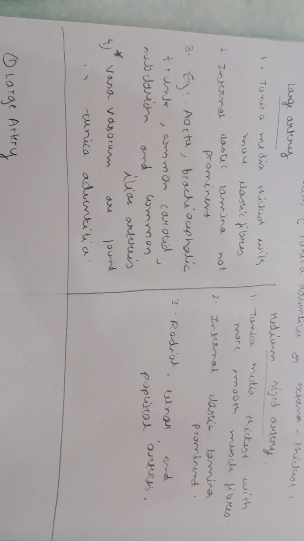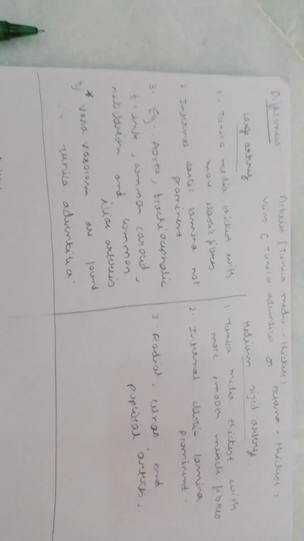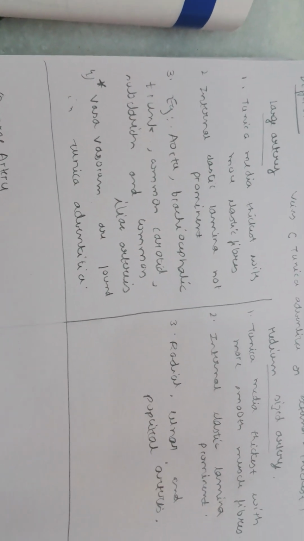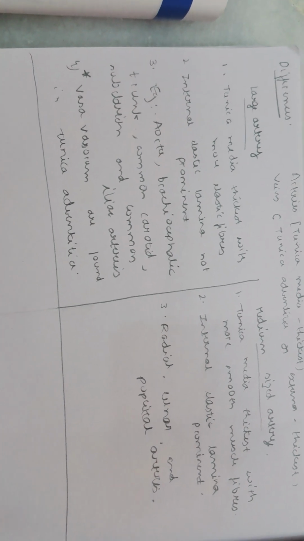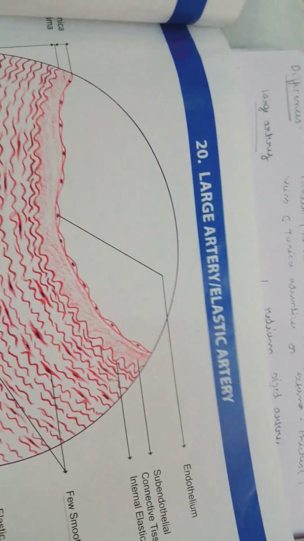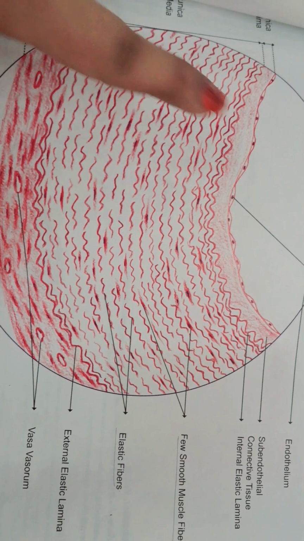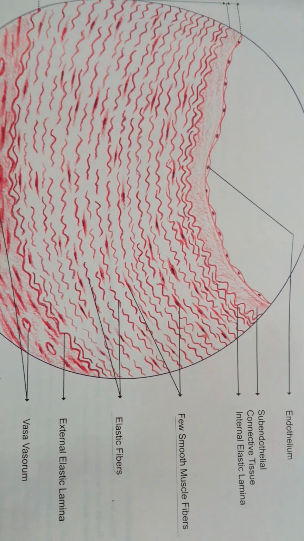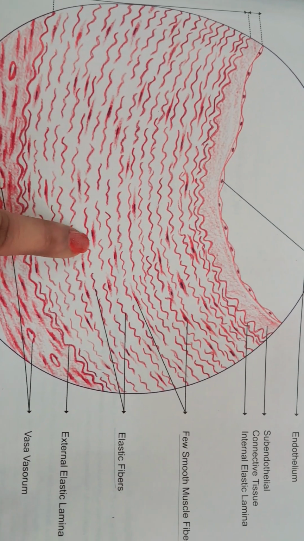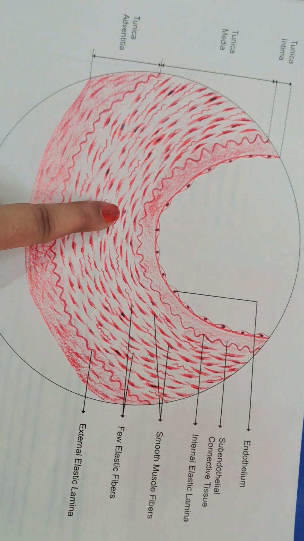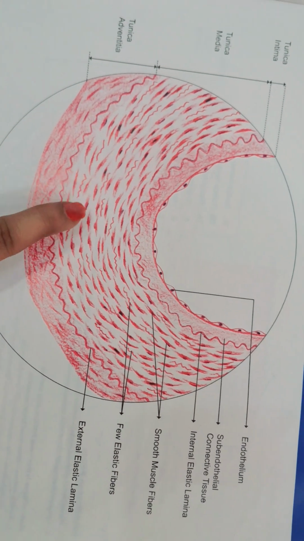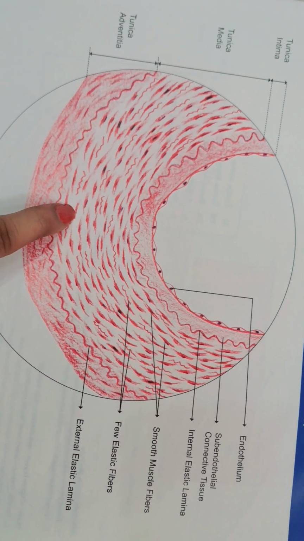Large artery. Here the tunica media is thickest with more elastic fibers, whereas in medium-sized artery, tunica media is thickest with more smooth muscle fibers. See, this is large artery, this is tunica media. Here we can see there are more elastic fibers and very few smooth muscle fibers. This is medium-sized artery where there are more smooth muscle fibers and very few elastic fibers.